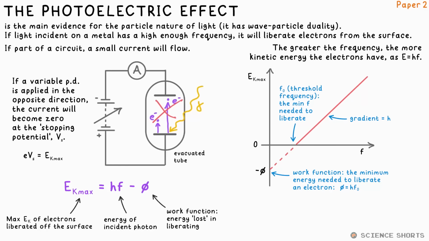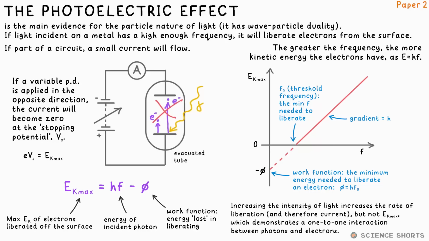So here's the full equation. Ek max equals hf minus phi. The kinetic energy the electron has left over equals the photon energy going in minus the work function, the energy toll. This proves the particle theory of light, because if the frequency of light isn't high enough, electrons won't be liberated no matter how intense or bright the light. This shows that one photon is absorbed by one electron. We say it's one-to-one interactions, and that requires photons to be discrete packets of energy.